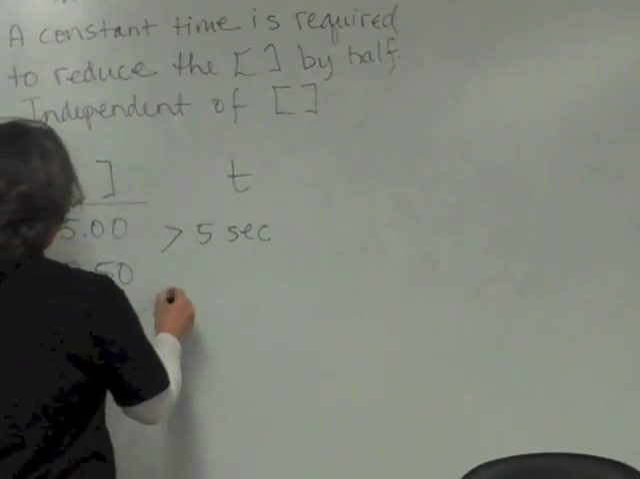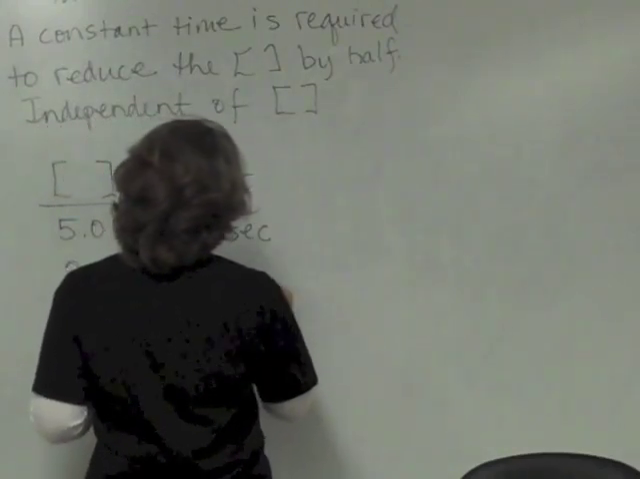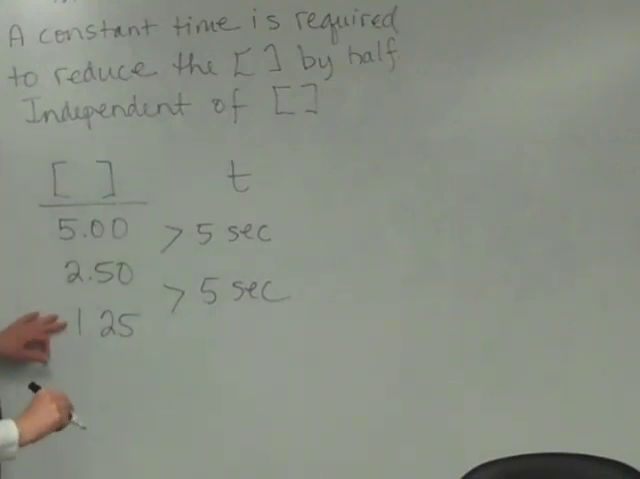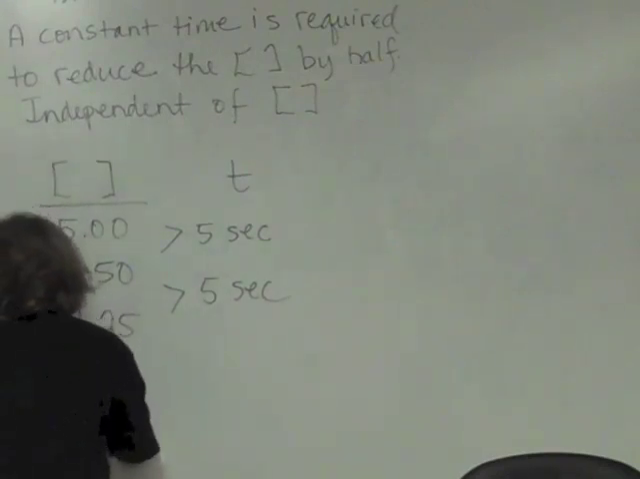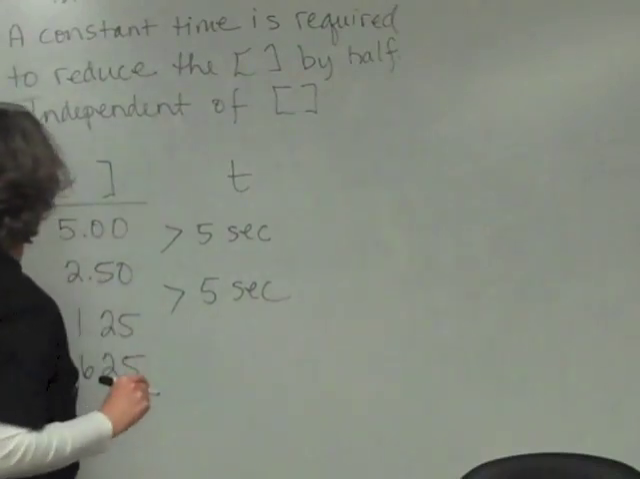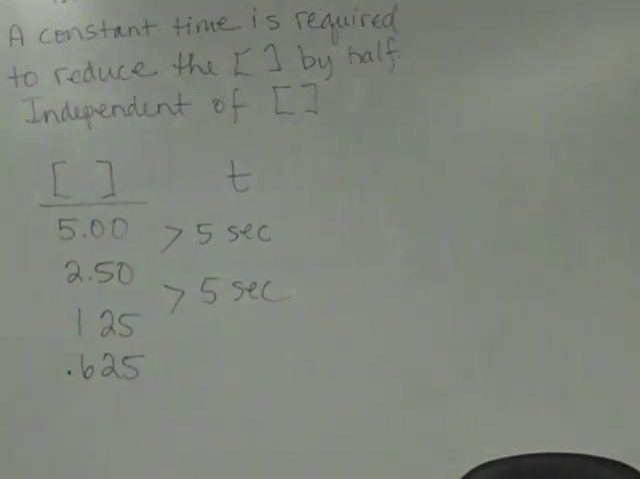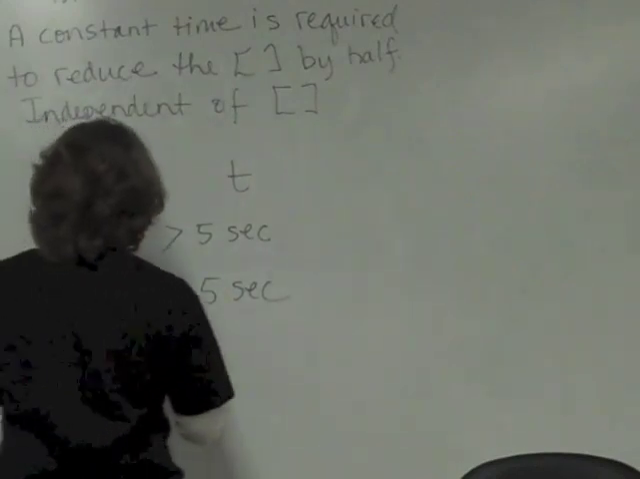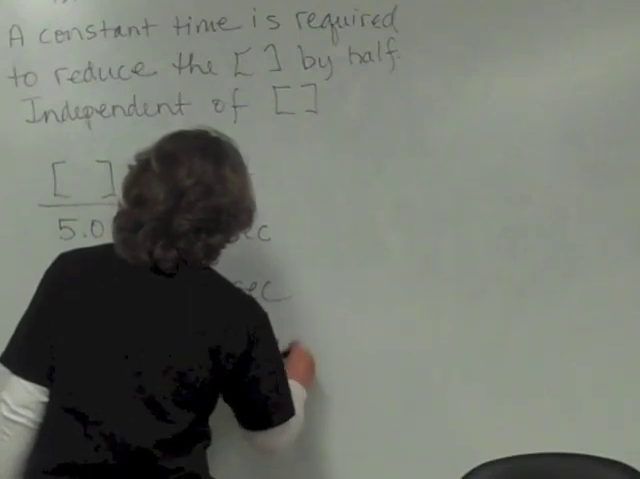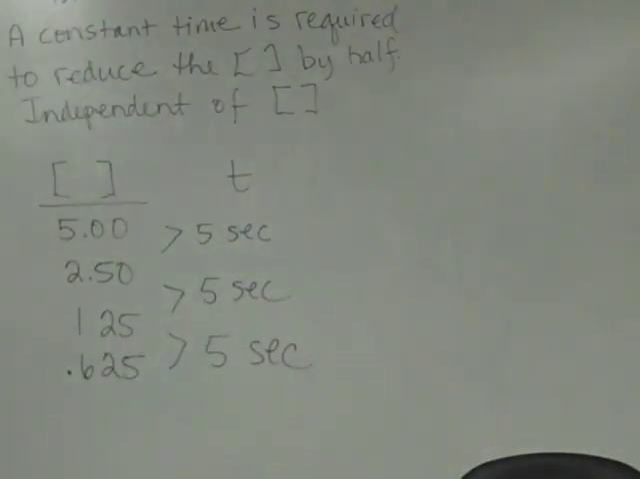If it's a first order reactant, that one's going to take 5 seconds as well. What's half of 1.25? I didn't make it easy for myself. 0.625. For this to cut in half again, the half-life is going to still be the same. It's going to take 5 seconds. So the half-life of a first order reactant is a constant time, 5 seconds, 5 seconds, 5 seconds, for the concentration to halve.